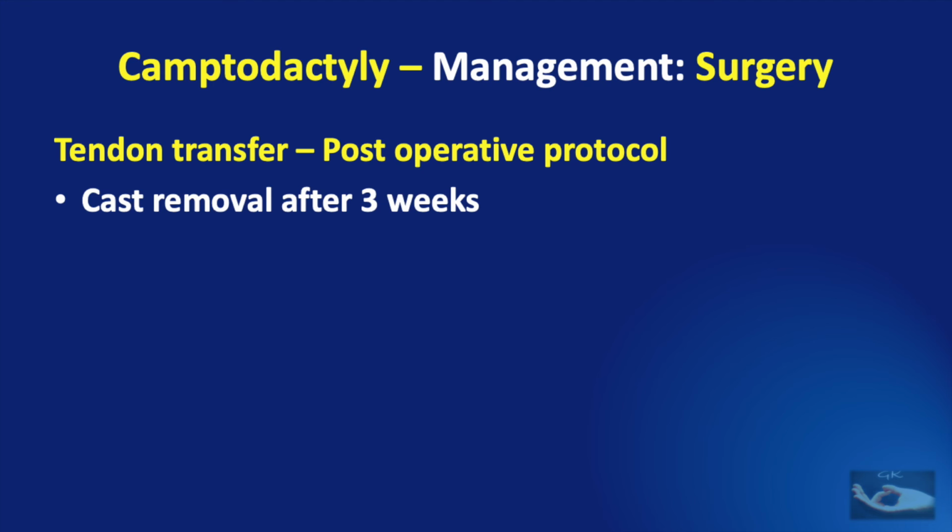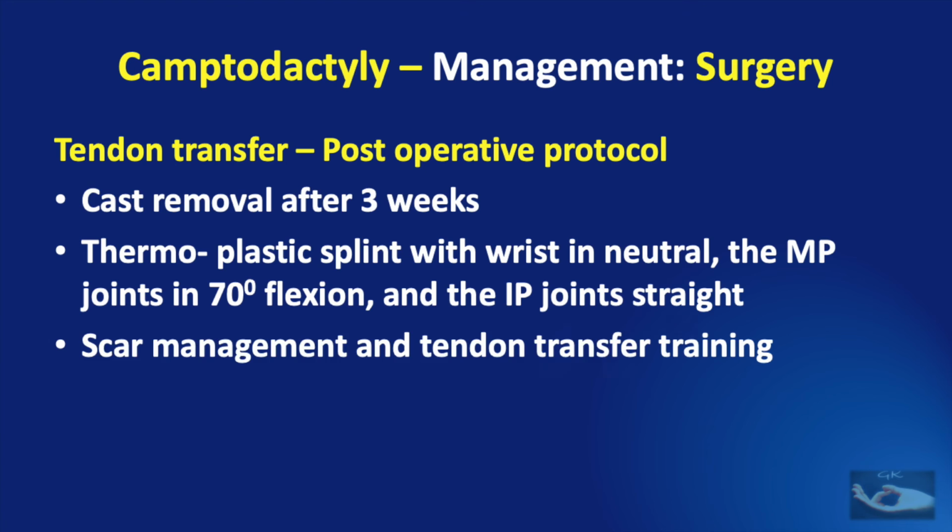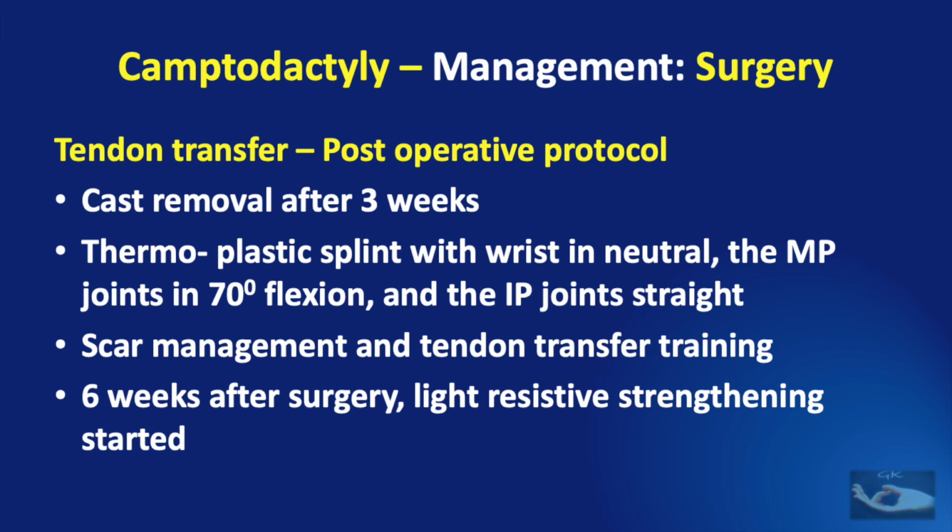Cast removal is done after 3 weeks, and a thermoplastic splint is applied with the wrist in neutral, metacarpophalangeal joints in 70 degrees of flexion and the interphalangeal joints straight. Subsequently, scar management and tendon transfer training are carried out. 6 weeks after surgery, light resistive strengthening can be started.